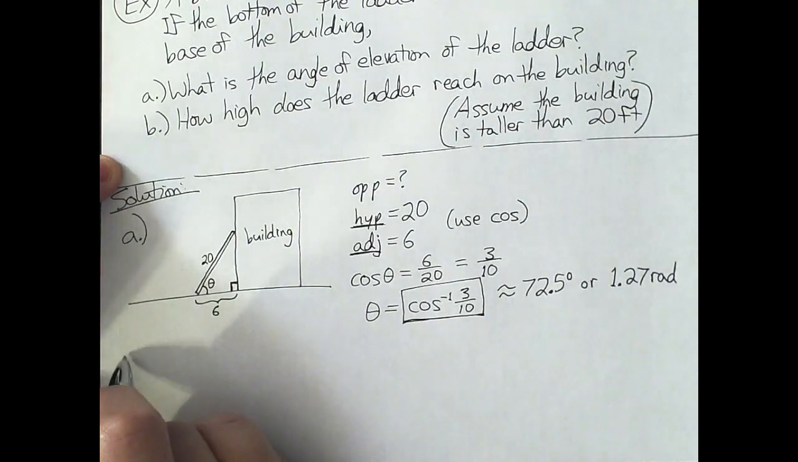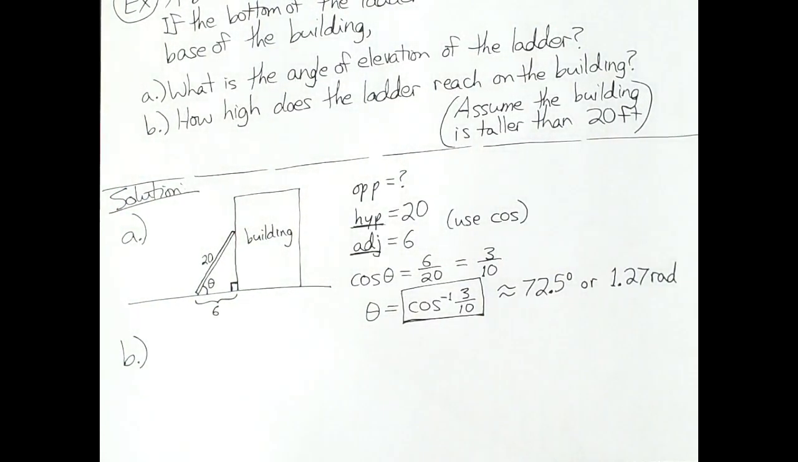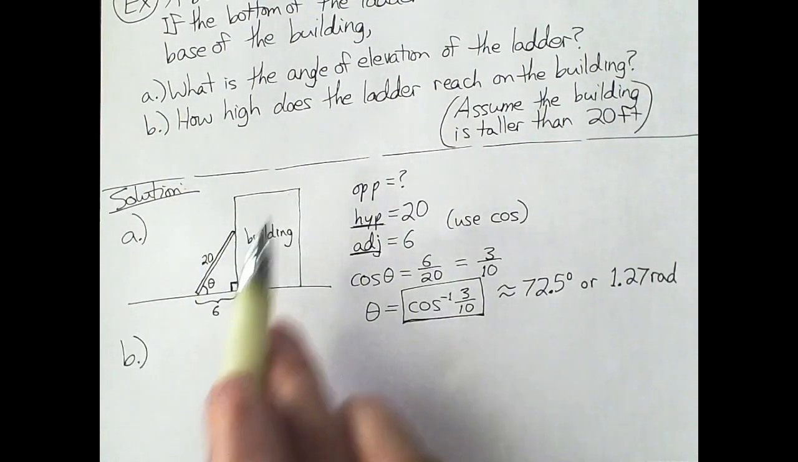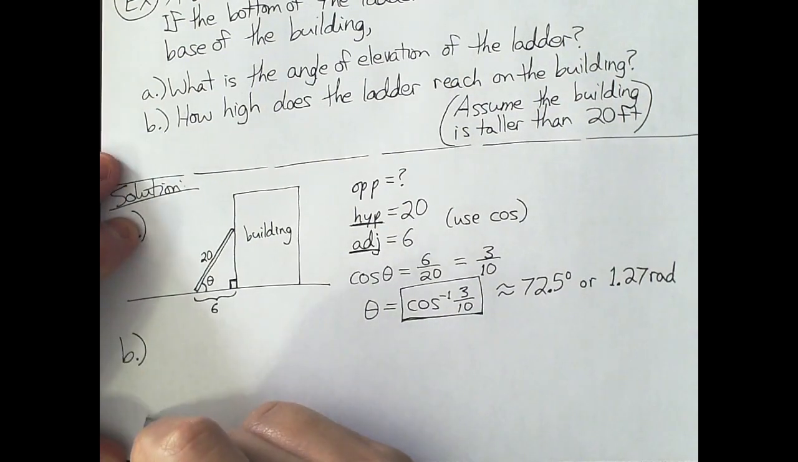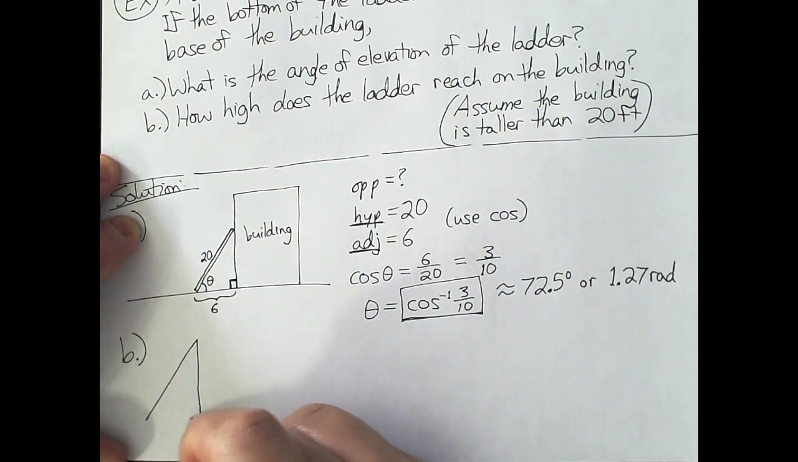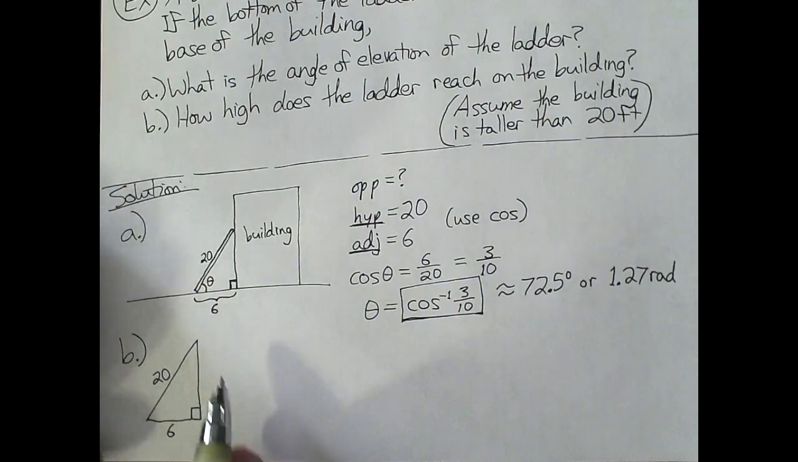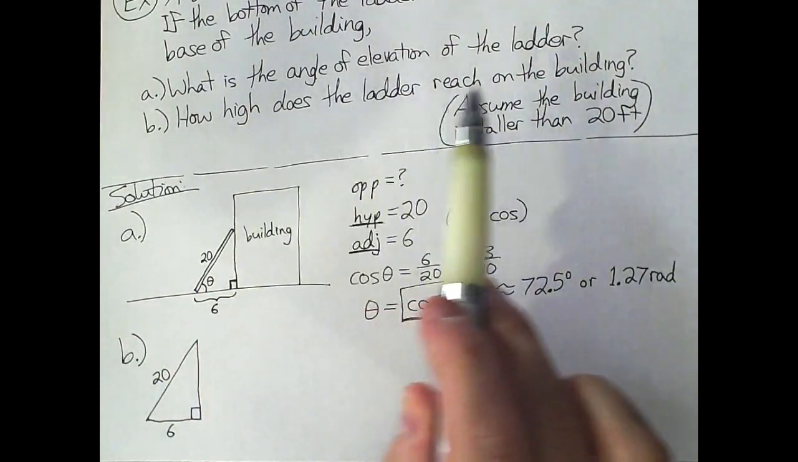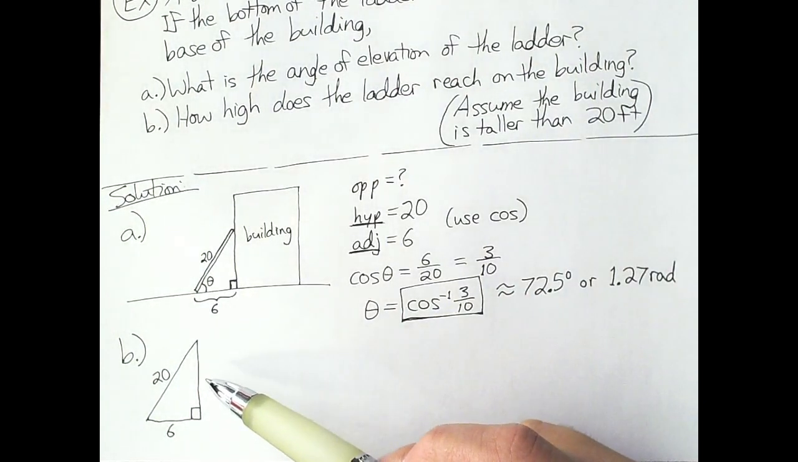I guess part B is using the same picture, though. The picture goes for both. You know how I said that if we wanted, we could erase most of this picture and just focus in on the right triangle part of it? I'm going to do that here. 6, 20, right angle. And what do you want to call this side here? This is what we're looking for. How high does the ladder reach on the building? It's this missing side length of this right triangle.